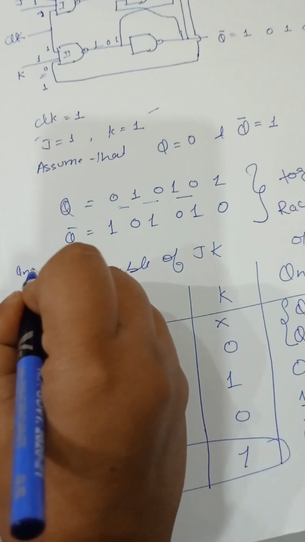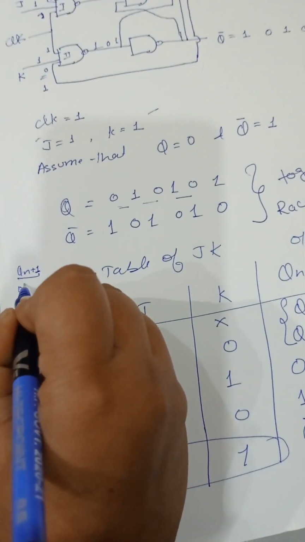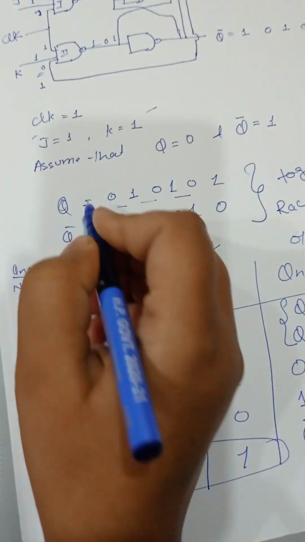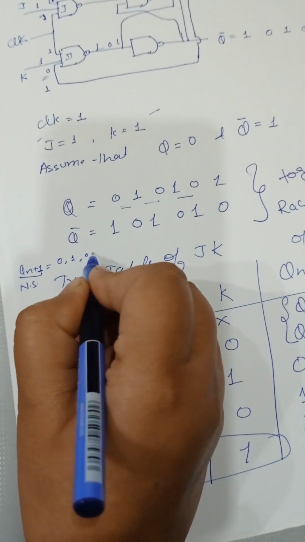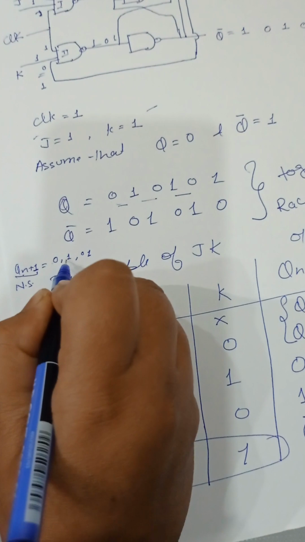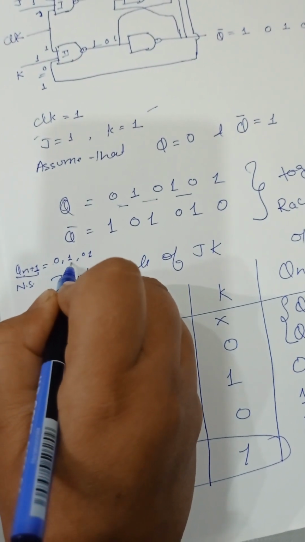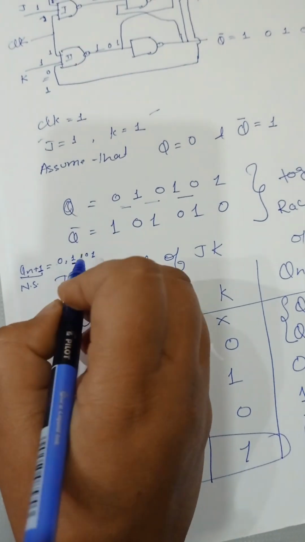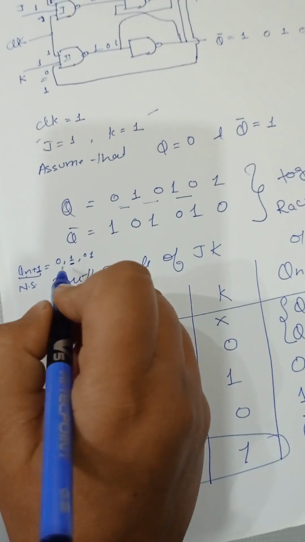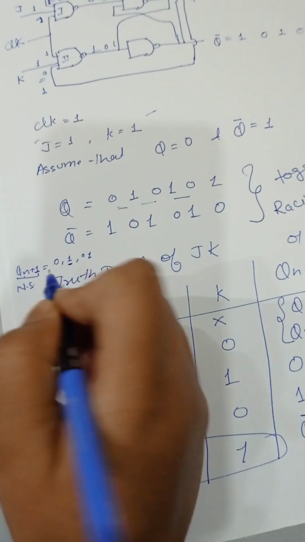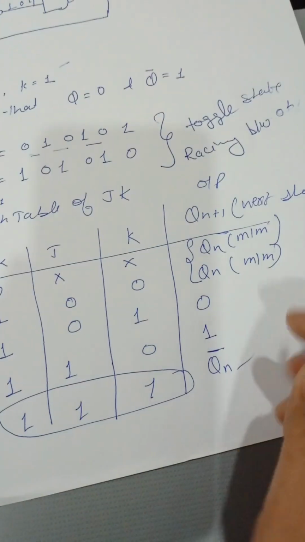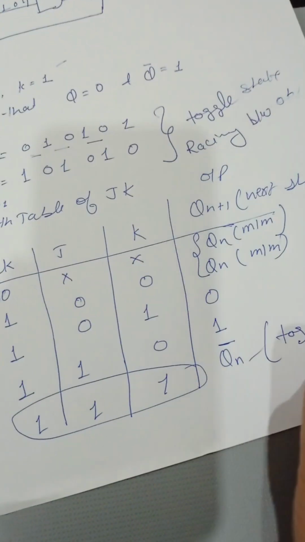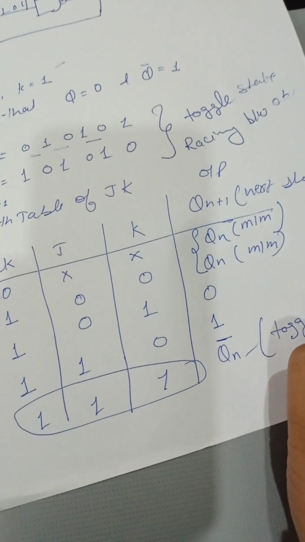As you see here, this Qn plus 1, that is the output, is nothing but your next state. So here you can see the values of Q and Q complement, that is 0 1 0 1. So if your Qn is 0, then the next state is 1, that is nothing but the complement of the previous state. The previous state is denoted by your Qn. So we are taking here the Qn complement, and this one is representing your toggling.